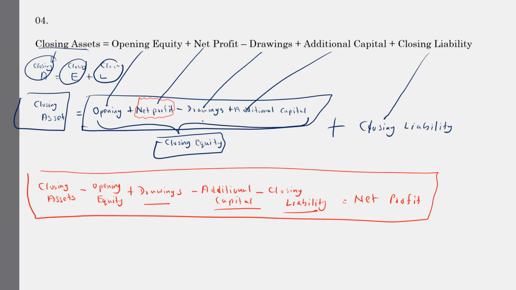The last equation that we are going to learn is: closing net asset is equal to opening net asset plus net profit minus drawings plus additional capital. Actually, this is what we learned here. So opening capital plus net profit minus drawings plus additional capital is what? It is your closing equity. So for the closing net asset, there is another name that you can use: closing equity. If not, there is another name that you can use: closing capital. Everything is the same. Closing net asset, closing equity, closing capital, everything is the same.